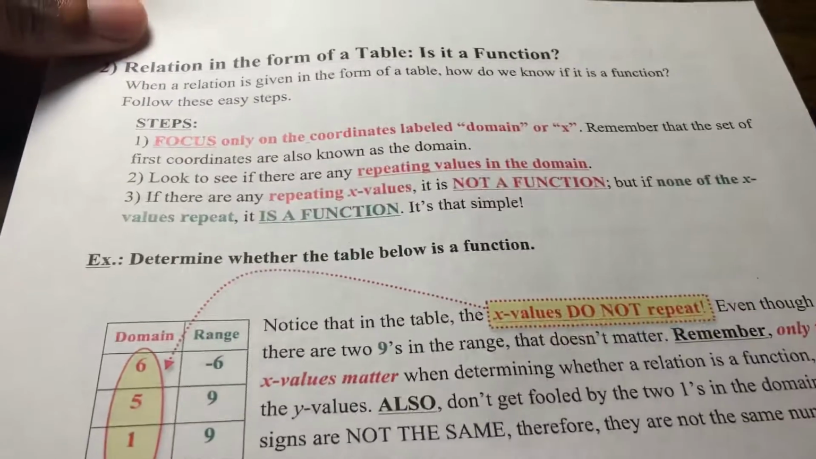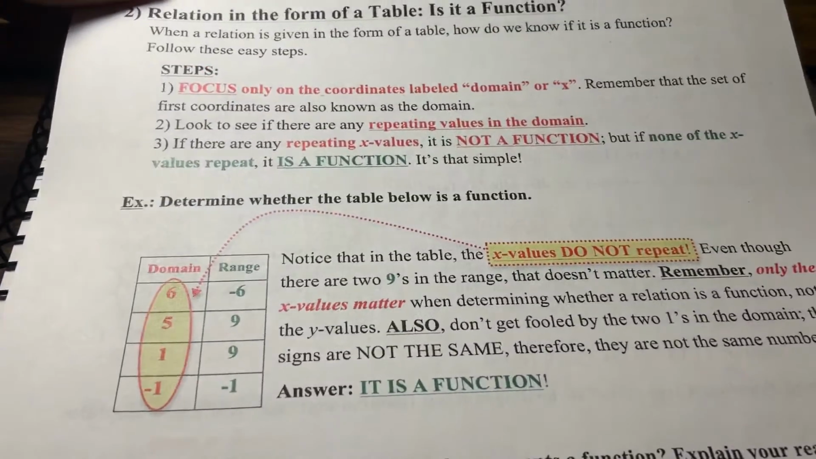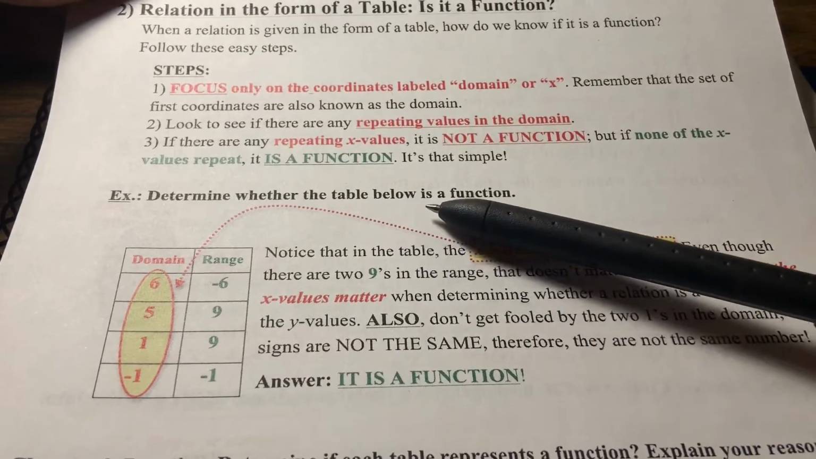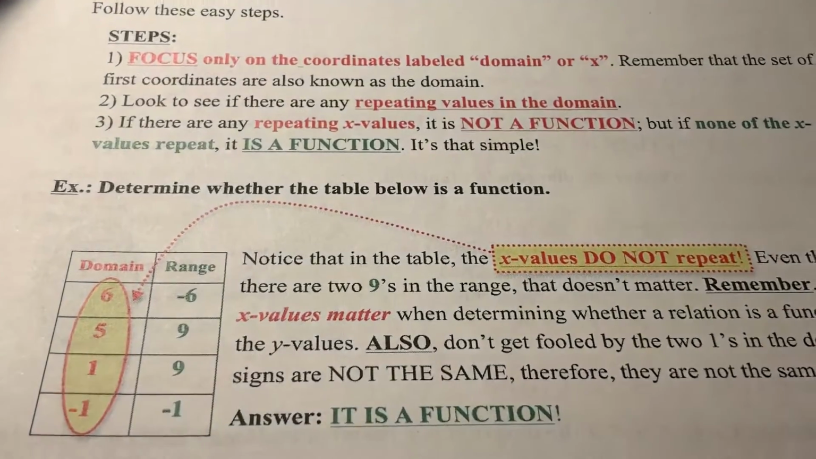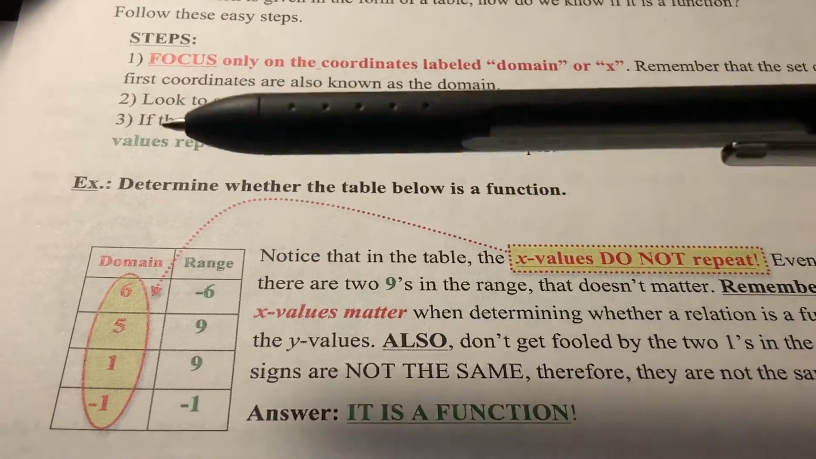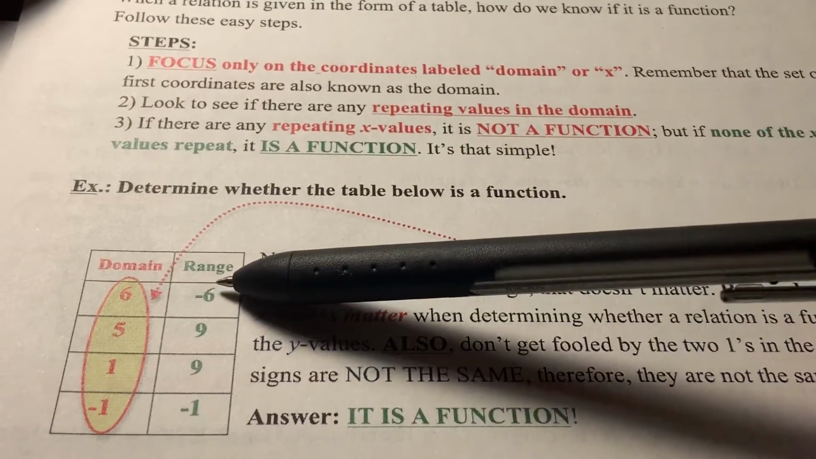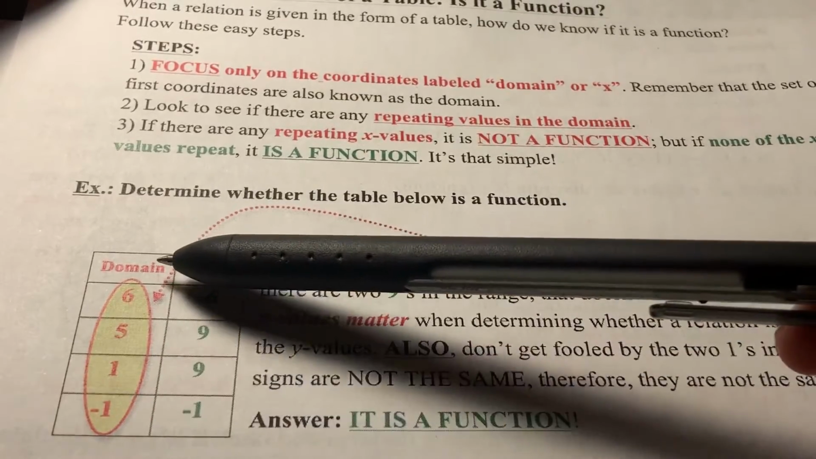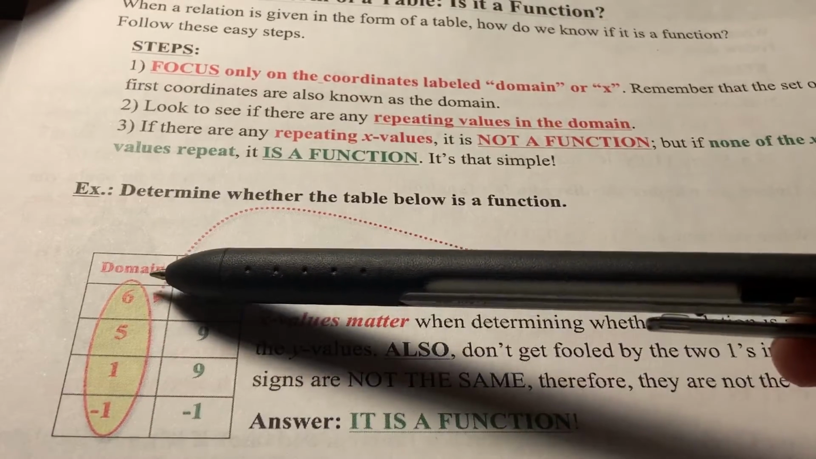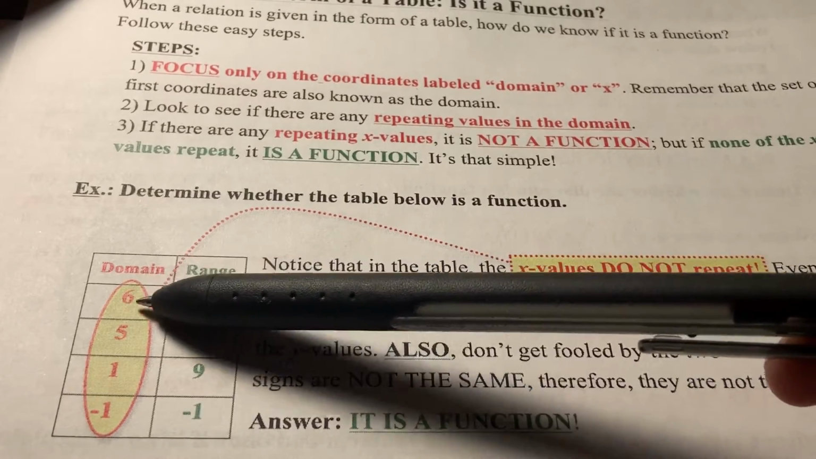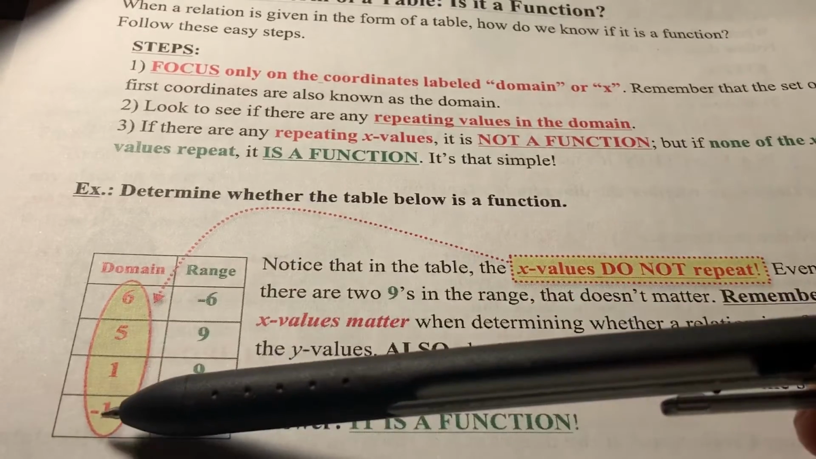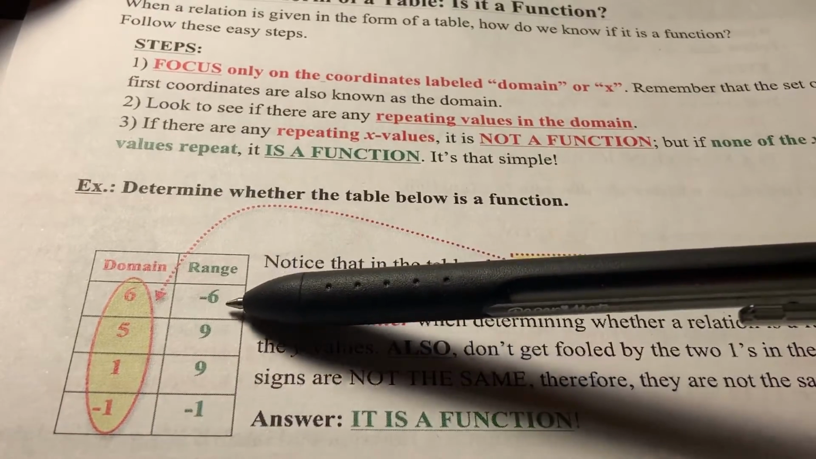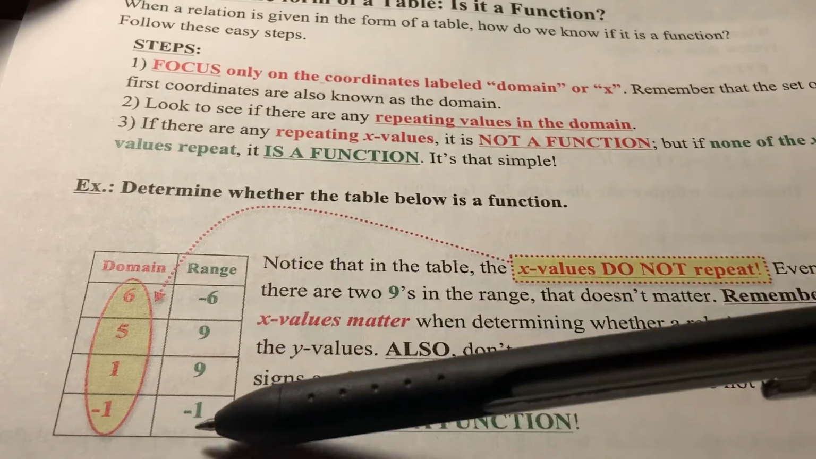Okay, let's look at an example. Determine whether the table below is a function. So here's the table, and look at the difference, ladies and gentlemen. It's a very simple difference. Instead of ordered pairs, we now have a table in which the domain, also known as my x values or my first coordinates, are on the left side of the table, and my range, also known as my y values, are on the right side of the table.